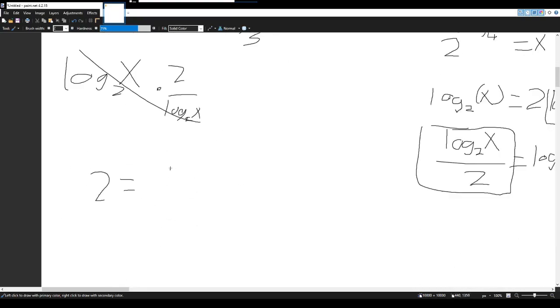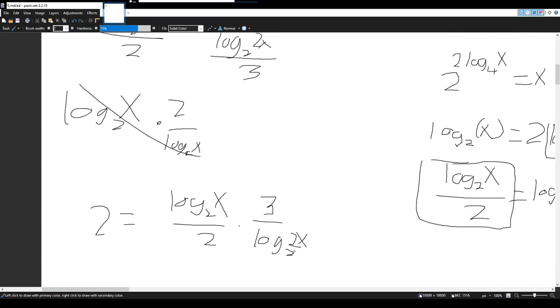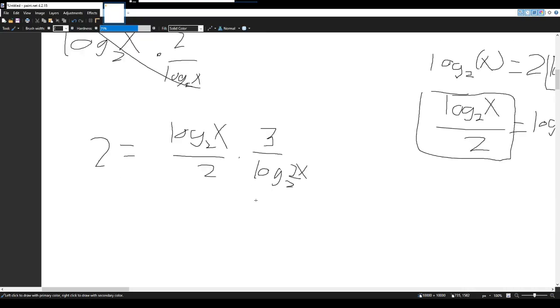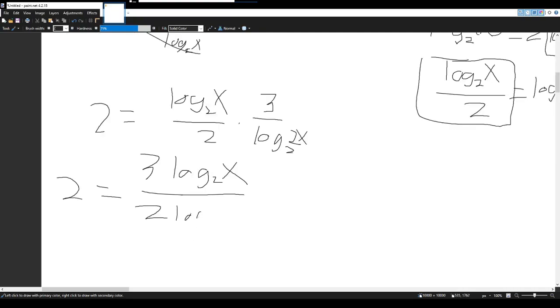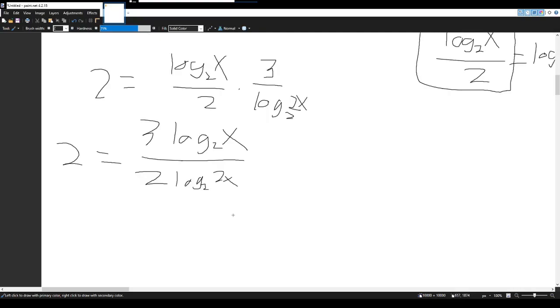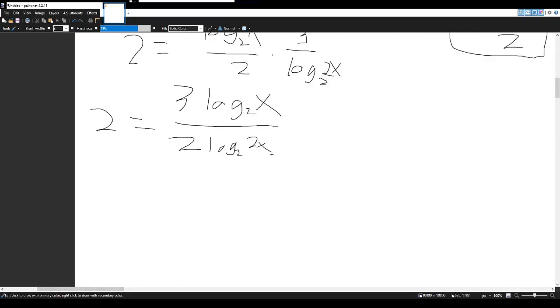is going to be log 2x over 2 times 3 over log 2x, not just x, 2x. And because that 2x is not going to be able to cancel out the same as the other one, but still not too bad to deal with, right? So 2 equals 3 log 2x, a lot of writing in this one, over 2 log 2x. Okay, so now it's a lot easier to solve for x.